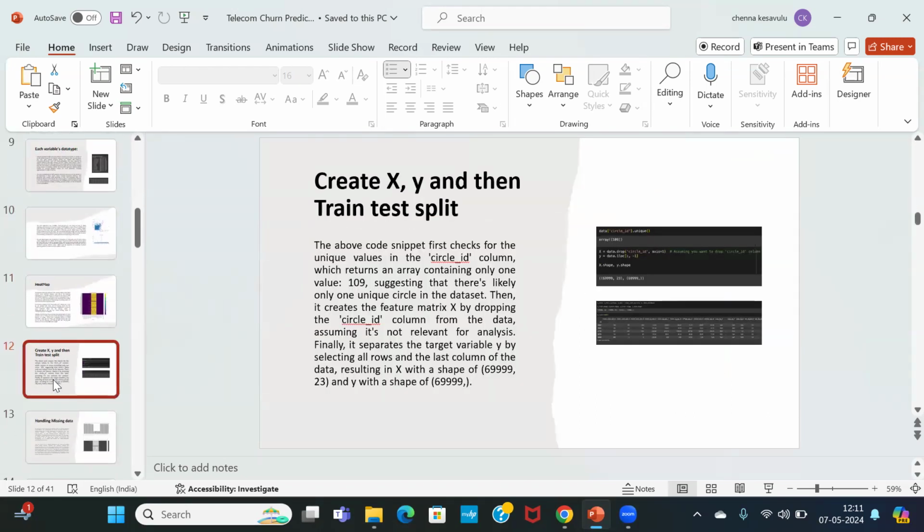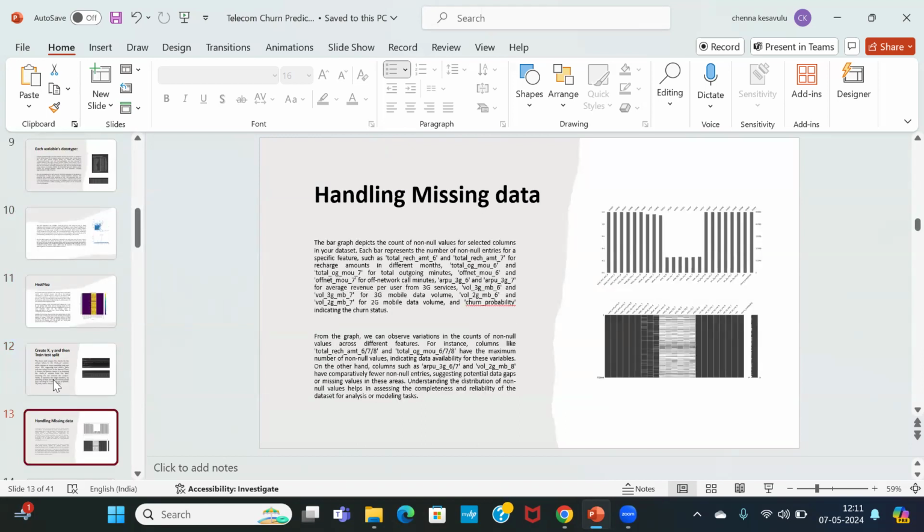For the next slide, we have the data split, the test split here. The provided code snippet first identifies the unique values in the circle ID column, revealing only one unique value, that is 109, suggesting there's likely only one unique circle in the data set. It then creates a feature matrix X by excluding the circle ID column from the data set, assuming it's not relevant for analysis.